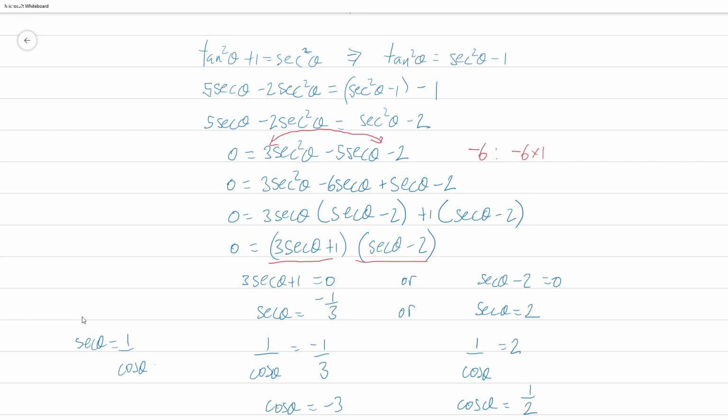Well, cos theta is equal to minus 3. This is impossible. It's not a solution. The minimum value for cosine is minus 1. If you like, you could write out: minimum value for cos theta is minus 1. So we will simply be using this solution where cos theta is equal to a half.